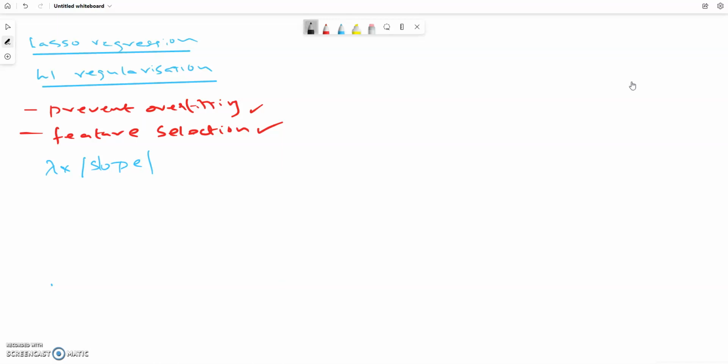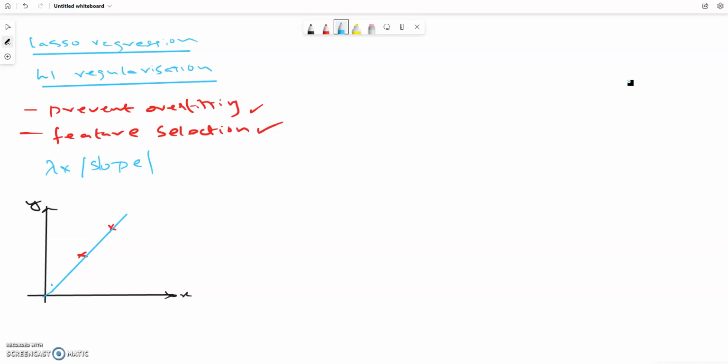Now let me draw a graph here between the x and y axis. What I'm trying to do is put two points here. My regression line will be passing through these points, and say that it is passing through intercept 0. Now this is my overfitting line here.